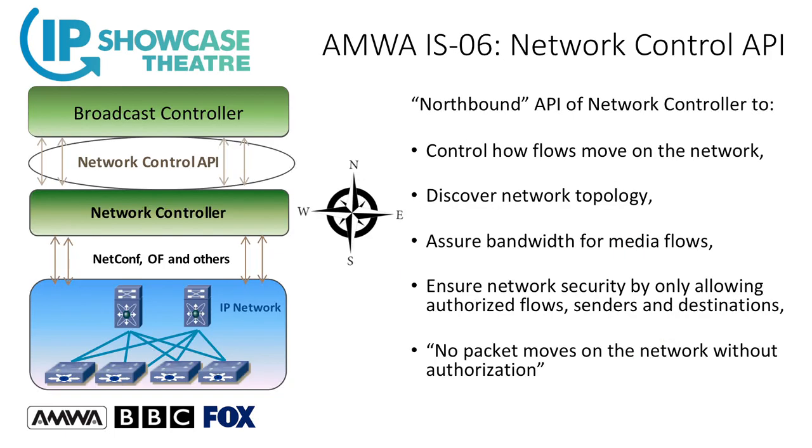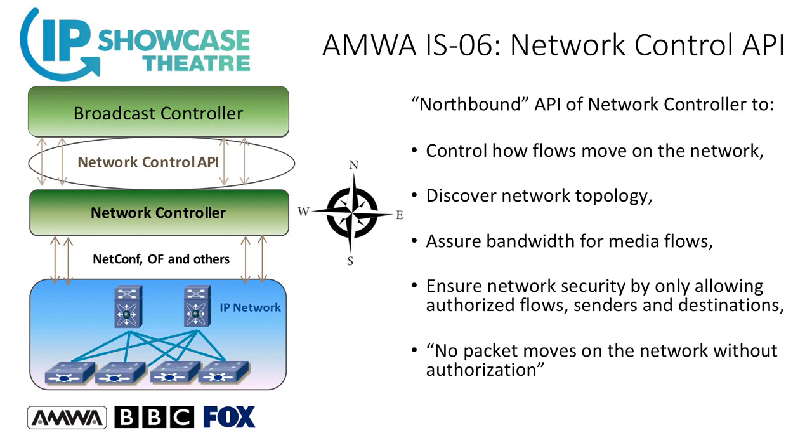So thus, we have ISO 6. And what is ISO 6? ISO 6 will reserve bandwidth through our network fabric in order to make sure that the media connections we'd like to make will successfully make it across our media fabric. ISO 6 is an SDN API. It's a northbound API of an SDN network controller, and there's your little compass rose to remind you, north of the network controller. It means you can use whichever network controller you want as long as it implements the ISO 6 API.